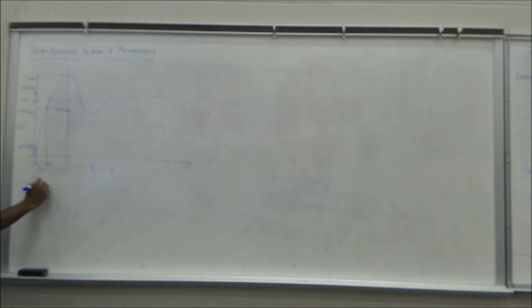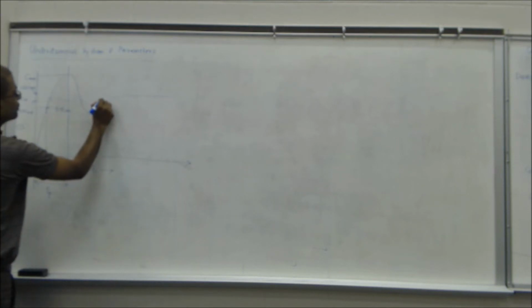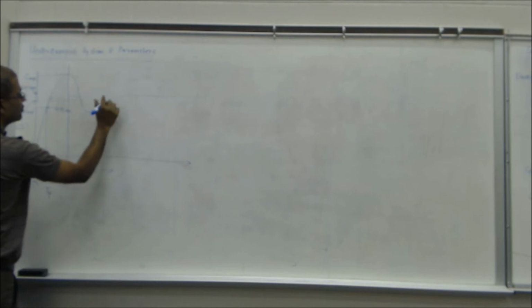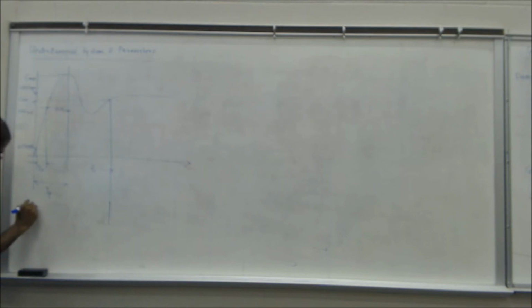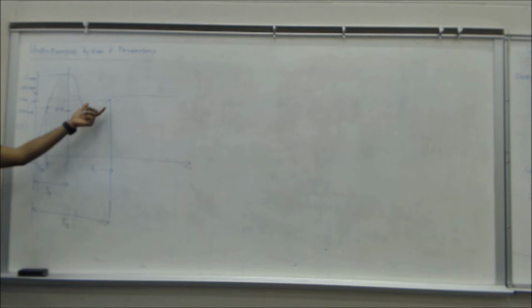This is your peak time. Understand? Peak. Time taken to reach the peak, the maximum response. Okay? And what is this? Settling time. Okay. So settling time is the time taken for the system to reach within plus or minus 2% of the final value and stay there.